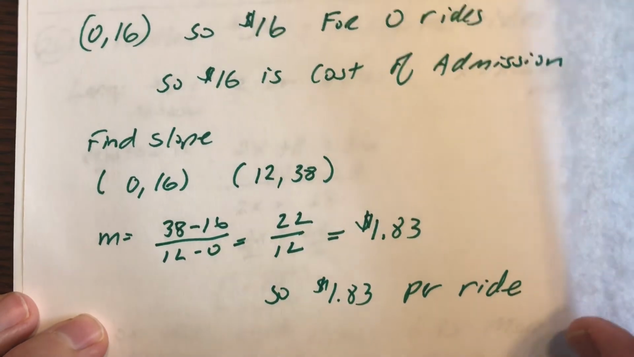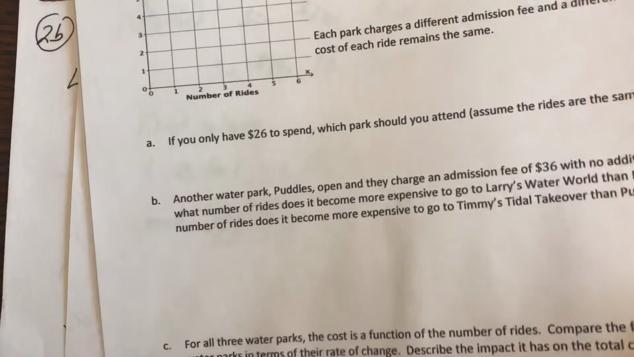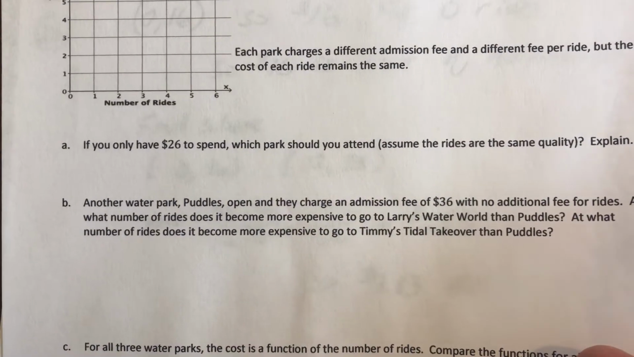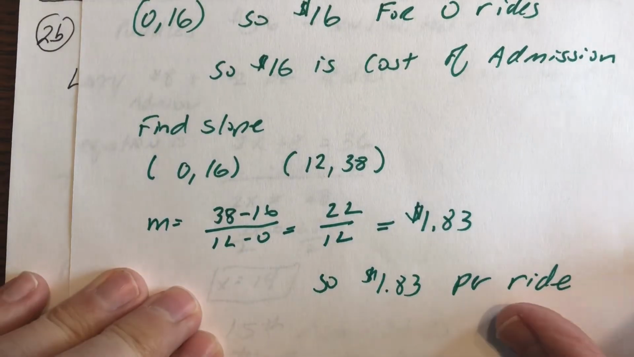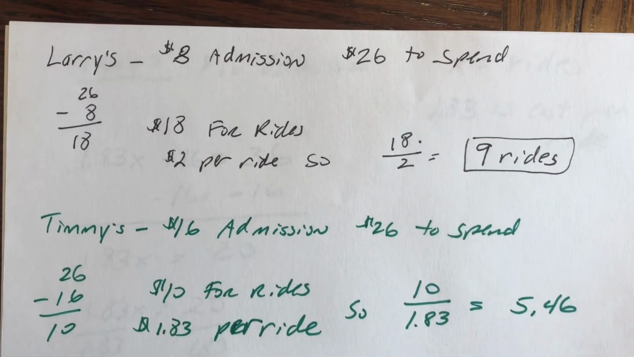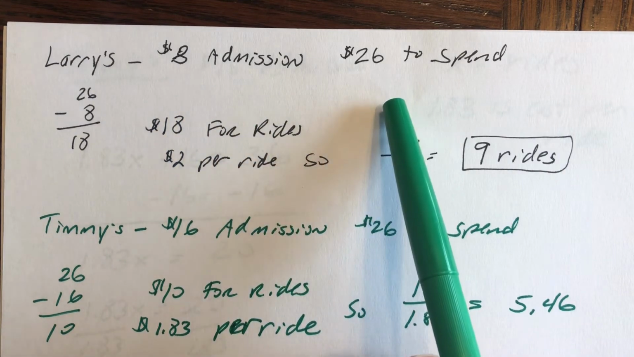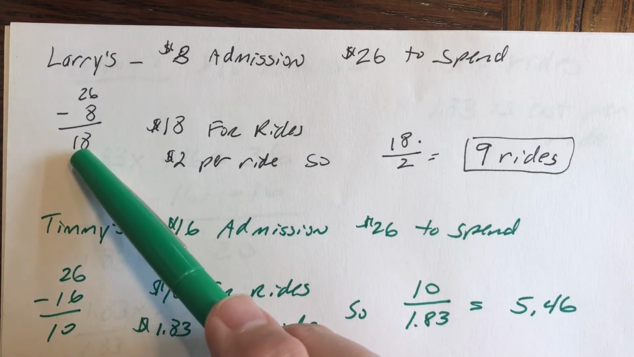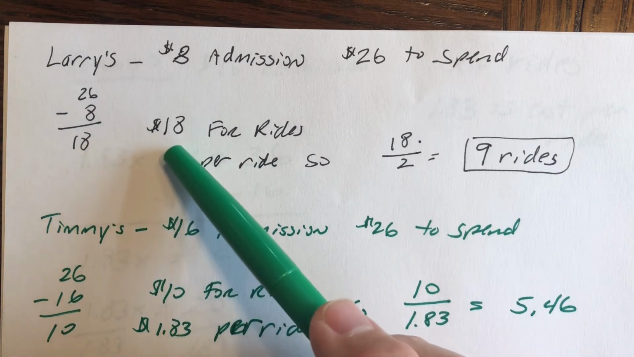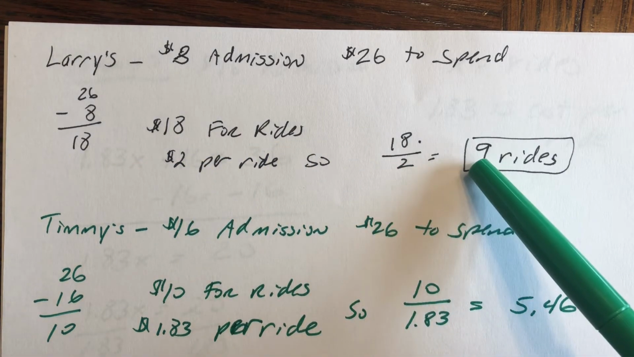So now we can use this information to justify an answer for question A. Remember, question A says if you have $26 to spend, which park should you attend, assuming the rides are the same quality? Now I want to show you what I did on my next page. On Larry's, it's an $8 admission cost. You have $26 to spend, so you take the 26 minus that 8, and that leaves you $18 to spend on rides. Each ride at Larry's is $2, so if you divide the 18 by the 2, you can go on 9 rides at Larry's.